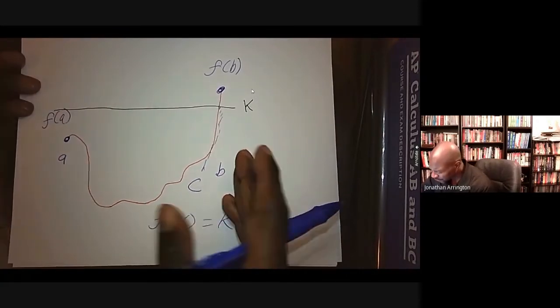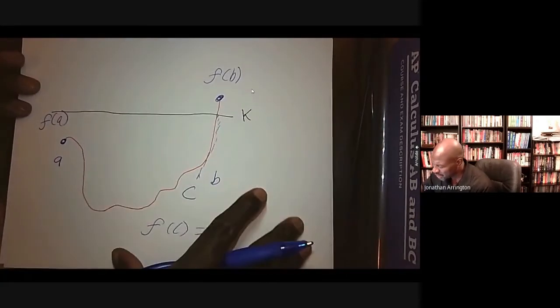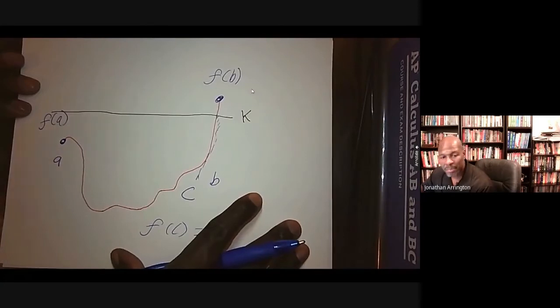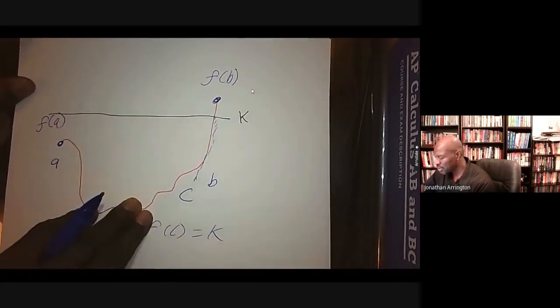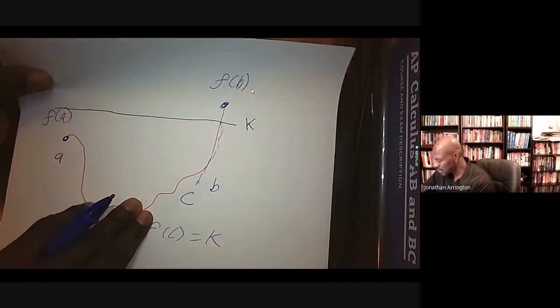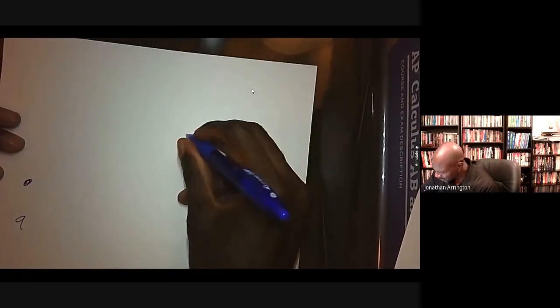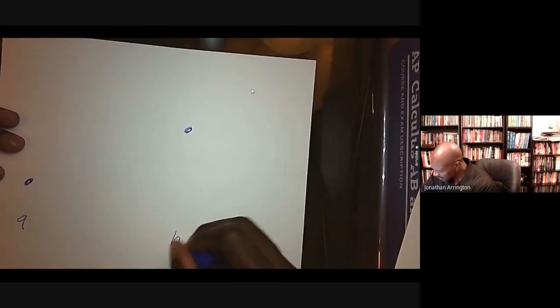Now, why does the theorem say that the function f must be continuous? Would this not happen if the function was not continuous? Well, let's take a look. So again, this is where x is a here. This is where x is b. I try to make it as similar as I can to the previous drawing.